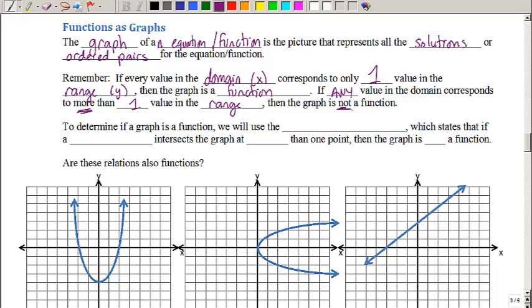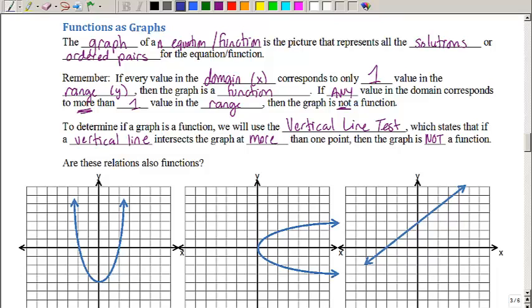So to determine if a graph is a function, we will use the vertical line test, which states that if a vertical line intersects the graph at more than one point, then the graph is not a function. If you pass a vertical line through and it doesn't intersect at more than one point, then it is a function. Are these relations also functions?